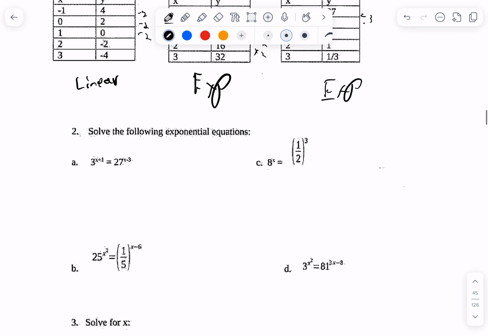Okay, solve the following exponential equations. So now here's where it gets annoying. What you want to do is get the bottom numbers, these ones like 3 and 27, to be the same number, and then we can just forget about them. The way we can do that is keep this one unchanged, but write 27 as 3 to the third, because 3 to the third is 27.